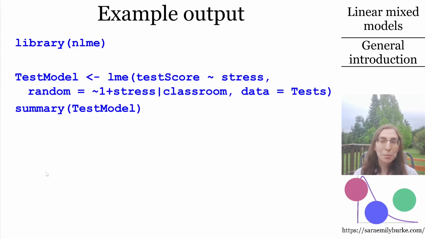Remember that the LME function we're using comes from the NLME package. With this kind of model, you'll usually want to save the model as a stored object and then call the summary function on it. So here I loaded the NLME package, made a test model with a random intercept and random slope, and then got the summary of that model.